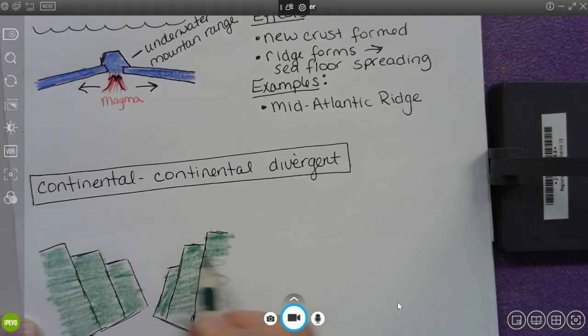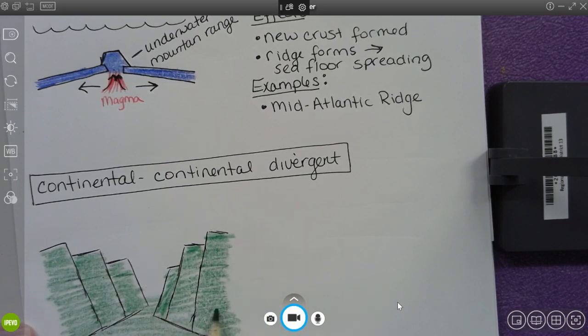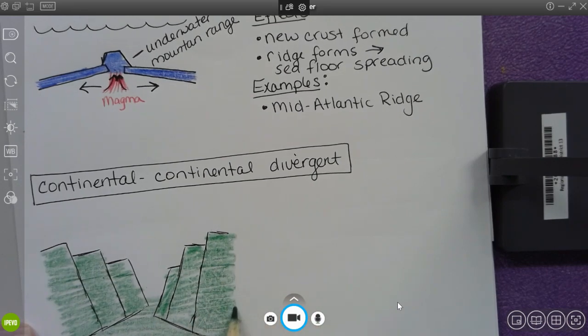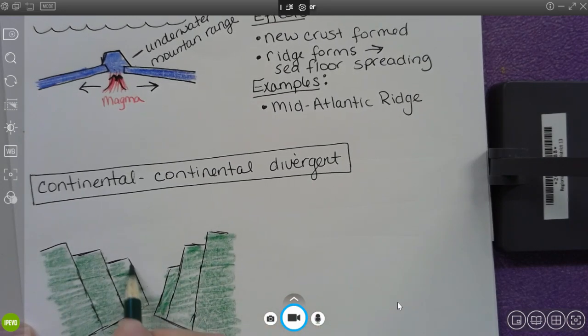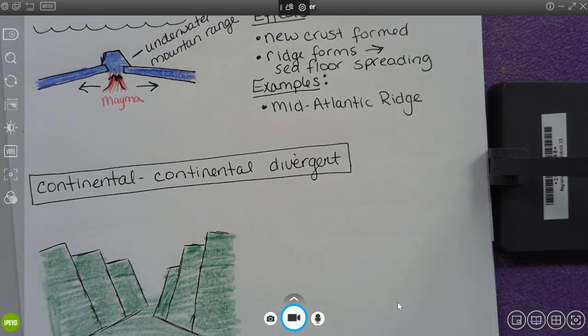I'm coloring them in green because that's my code for continental. And then I'm going to color in front of it too. So can you kind of see it now, where they're like cliffs? And so if you kind of imagine that these are moving apart, right? These are plates that are moving apart.